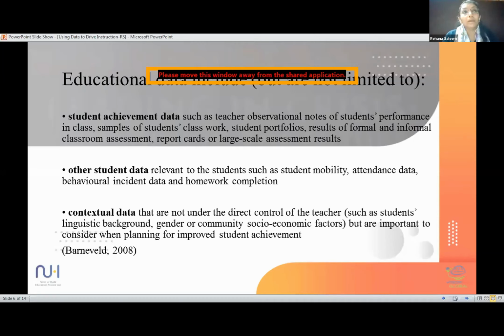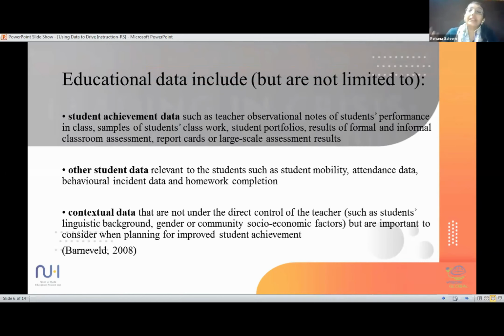We have the portfolio, the profile of the child, the student profile, which is collected at the beginning of the year or sometimes in the middle of the year. We have parent teacher meetings. So this all is being done so that we can get relevant information from the parents as well.